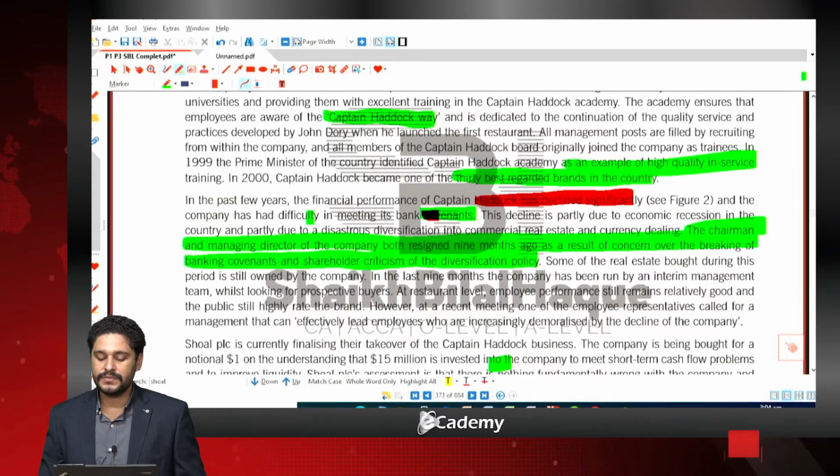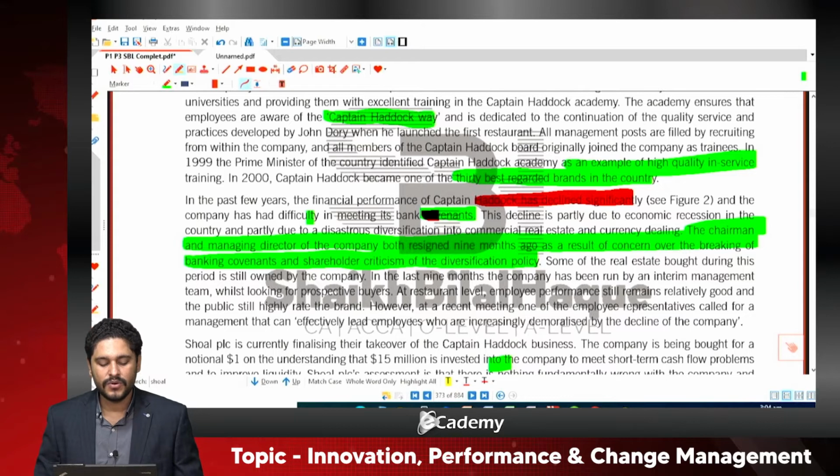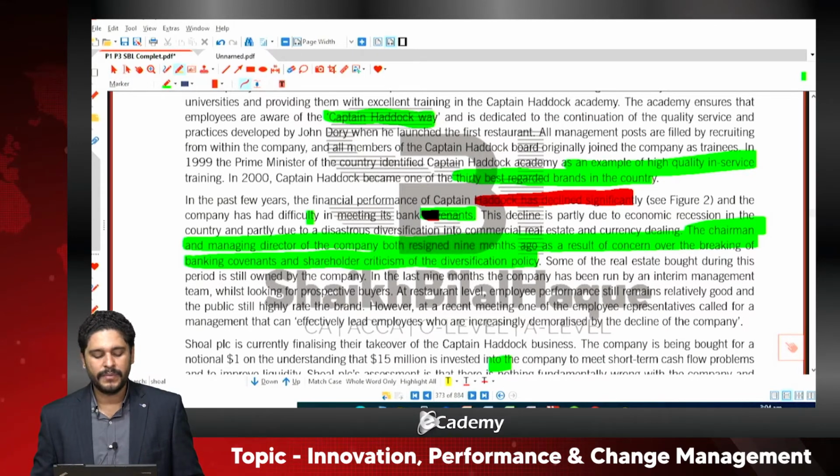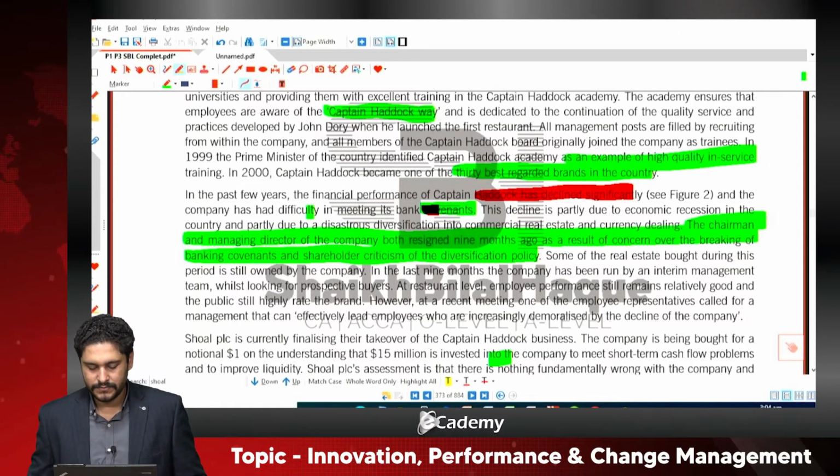Some of the real estate bought during this period is still owned by the company. In the last 9 months, the company had been run by an interim management team while looking for a prospective buyer. At restaurant level, employees' performance still remains relatively good and the public still highly rate this brand. However, at a recent meeting, one of the employee representatives called for a management that can effectively lead employees who are increasingly demoralized by the decline of the company.